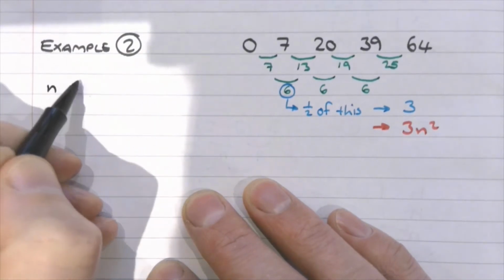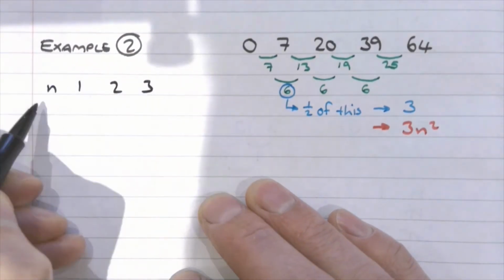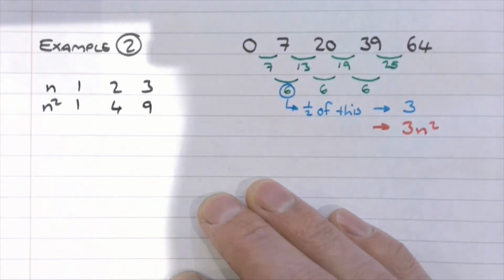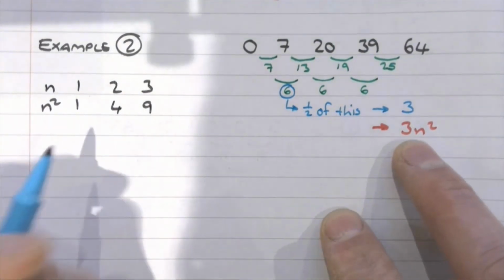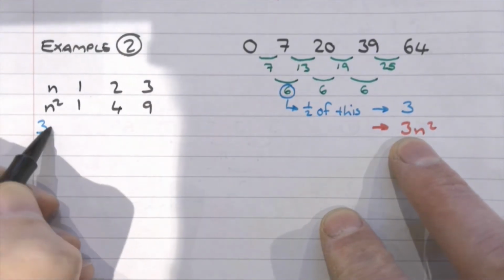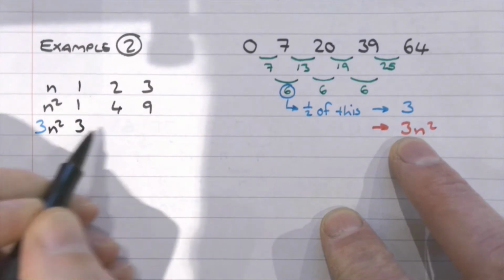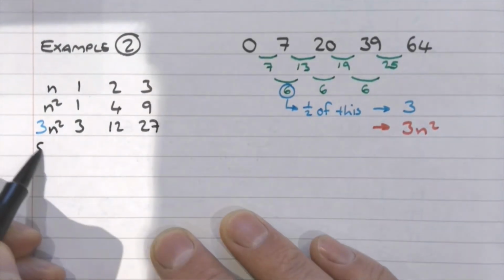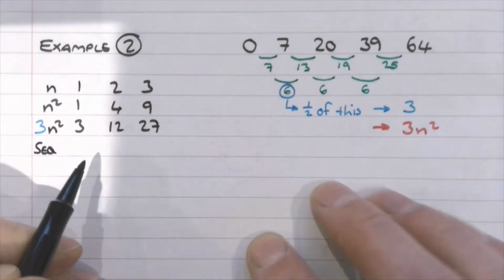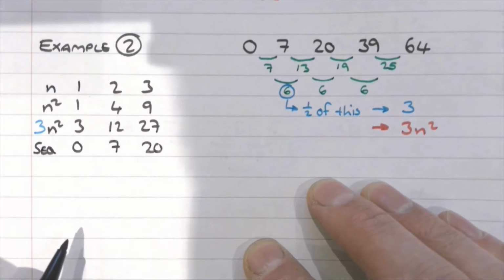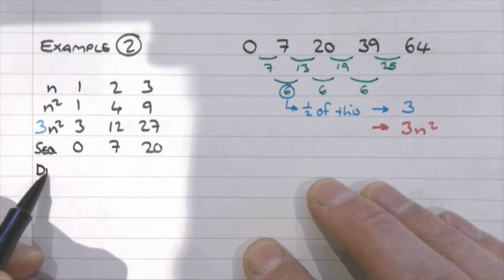So we've got n is 1, 2, 3, n squared is 1, 4, 9, and then what was the number in front of the n squared? That's the 3, so I need 3 lots of n squared. Well, that's just going to be 3, 12, 27. Now I need the sequence numbers, whatever they are, so that's 0, 7, 20. Right, now I'm going to want the difference.